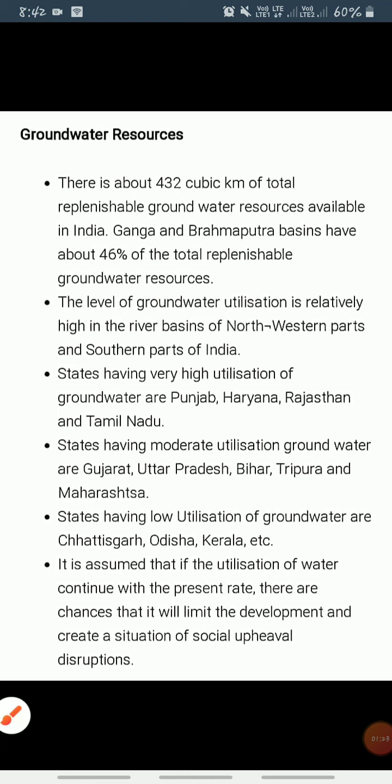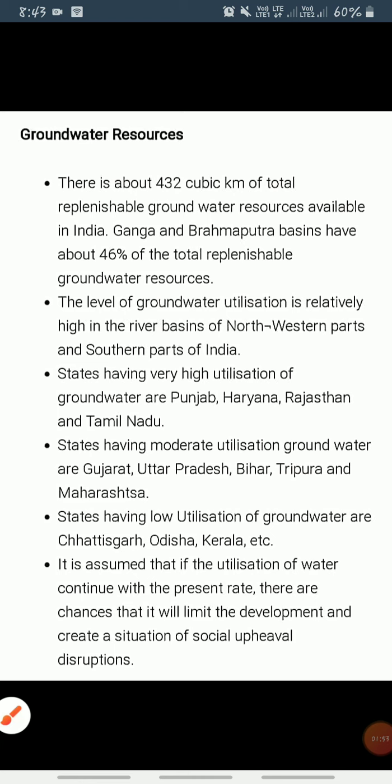The groundwater utilization is very high in the states of Punjab, Haryana, Rajasthan and Tamil Nadu. However, there are states like Chhattisgarh, Odisha, Kerala, etc., which utilize only a small portion of their groundwater potentials. States like Gujarat, Uttar Pradesh, Bihar and Maharashtra are utilizing their groundwater resources at a moderate rate.